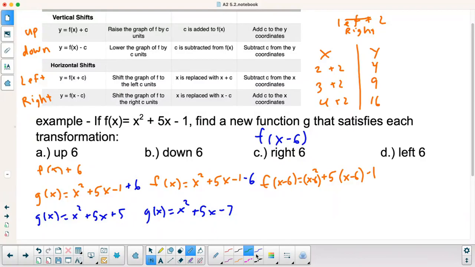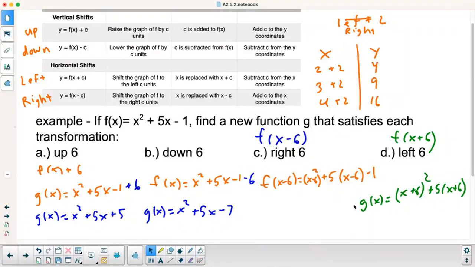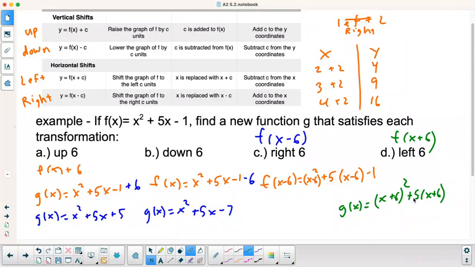I'll just show you how it is right there. So this is going to be, I'm going to find f of x plus 6. So it's kind of the same thing here. So g of x would equal, instead of x squared, it's x plus 6 squared plus 5 times x plus 6. And then you still have the minus 1. Okay. And again, I could simplify that out and combine like terms, but I'm just going to leave it. So that's kind of what we're going to do today.